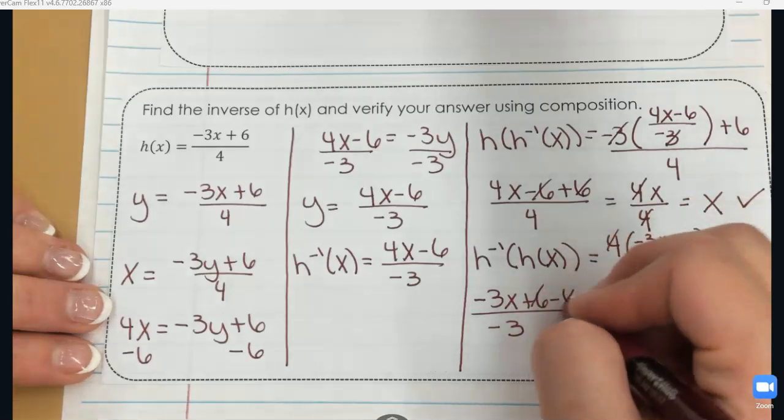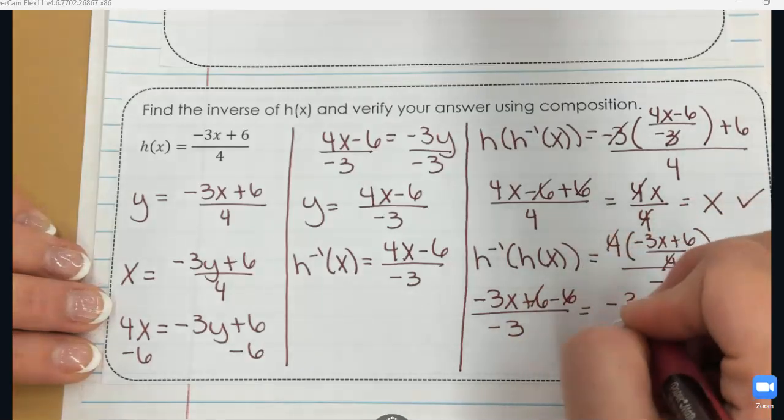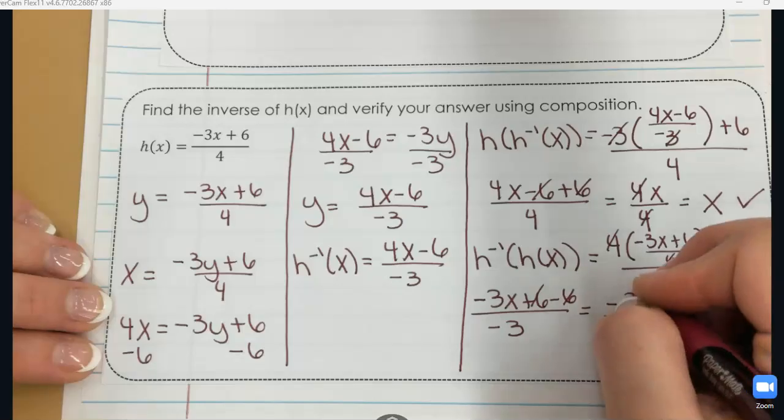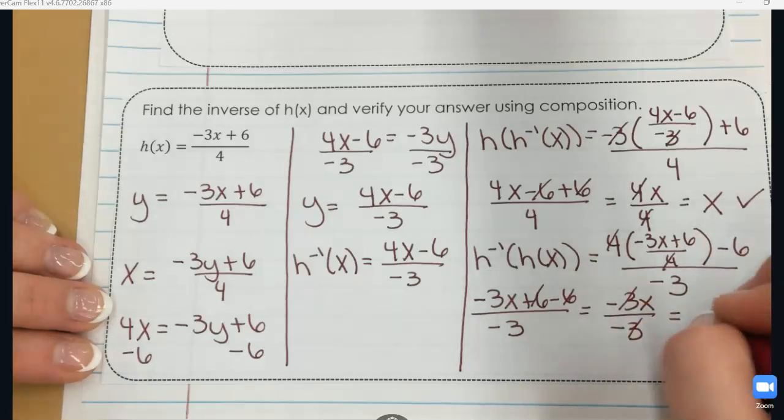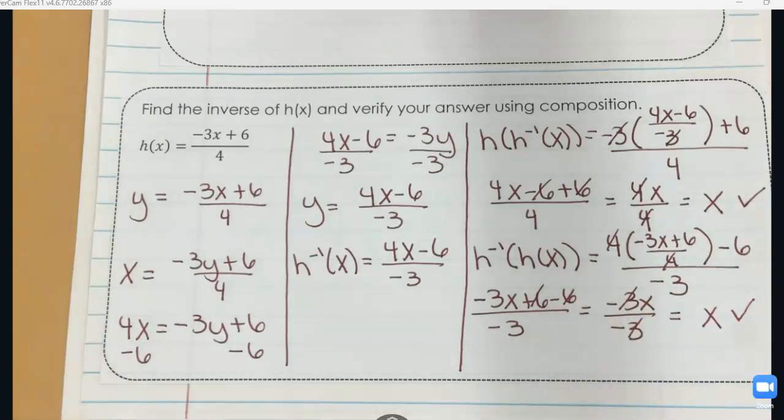Well, 6 minus 6 is 0. So now I have negative 3x divided by negative 3. Negative 3 divided by negative 3 divides down to 1. And so I got x again both ways. And that is how you verify your inverses using composition. Remember, composition is just substituting a function into another.